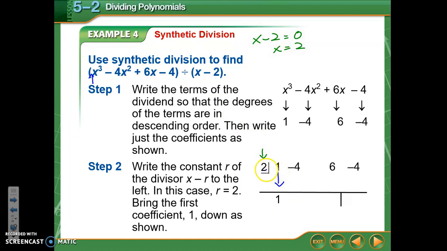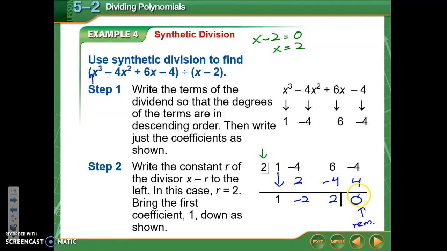Then I do 1 times 2, which is 2. Negative 4 plus 2 is negative 2. Negative 2 times 2 is negative 4. 6 plus negative 4 is 2. 2 times 2 is 4. Negative 4 plus 4 is 0. This last number here is always your remainder.